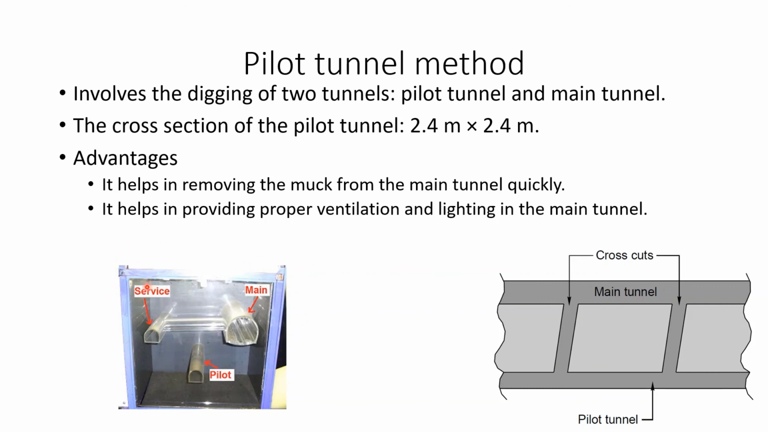And here you can see a prototype showing the main tunnel, pilot tunnel and service tunnel. All these will be laid parallel to each other and there will be interconnections between them, and these interconnections are known as cross cuts. After construction, this pilot tunnel can be used as a service line also.